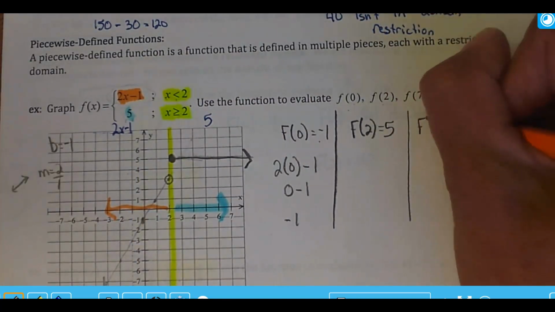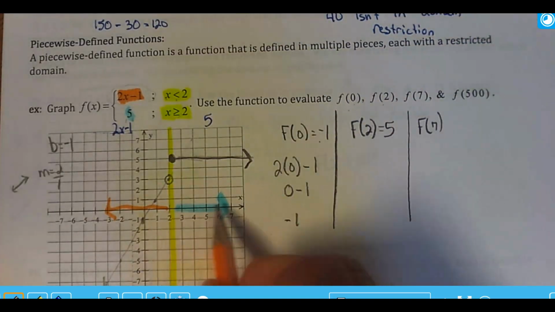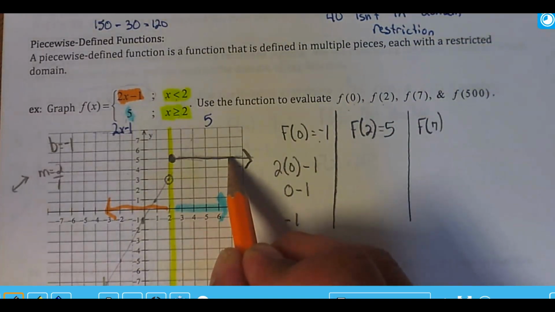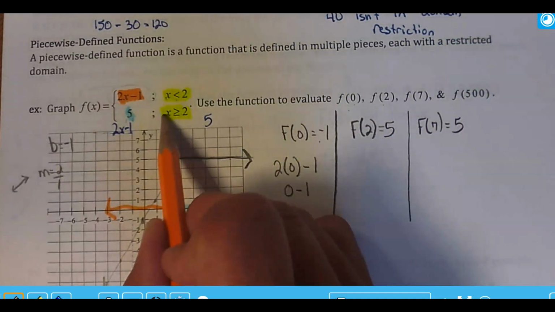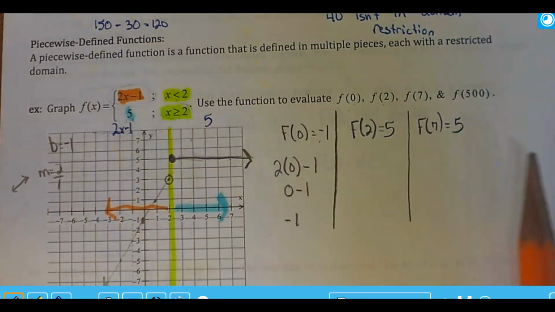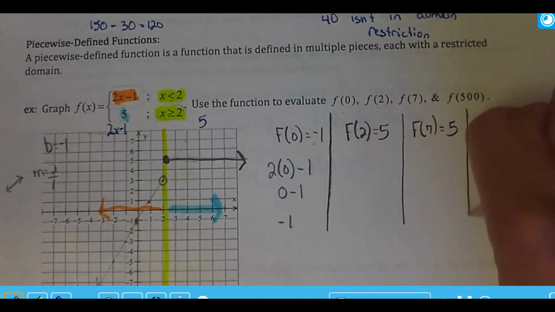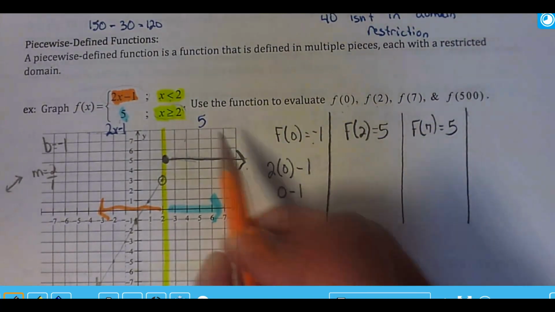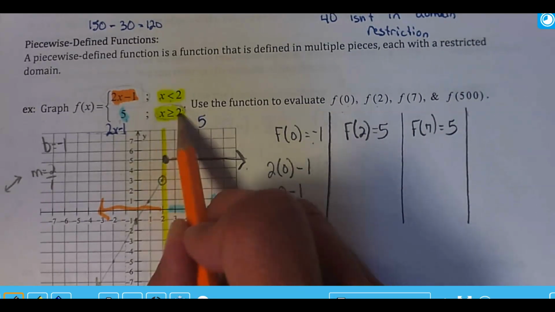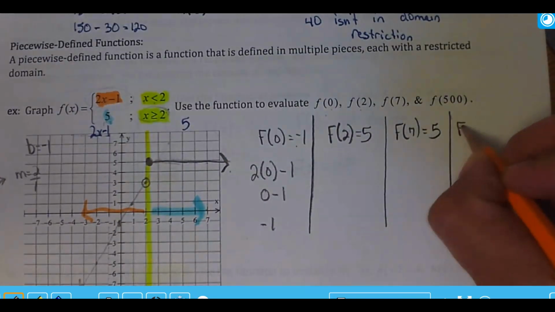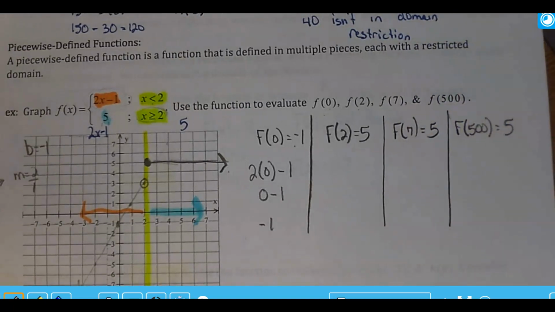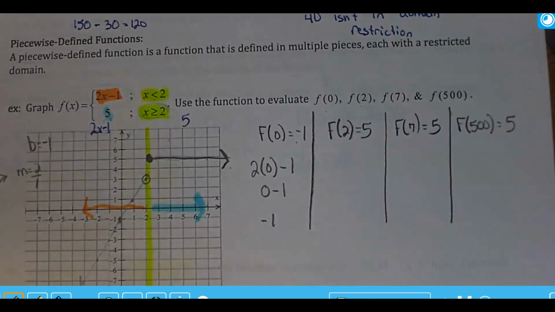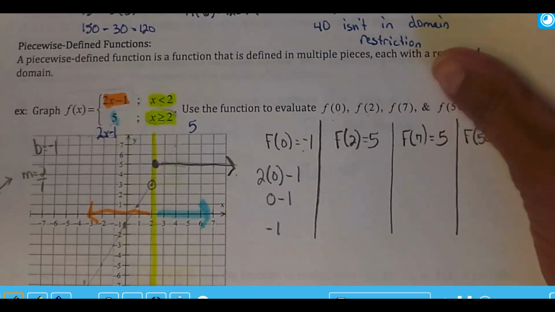F of 7. Again, I could go to 7, look up, and there's 5 again. Or I could realize that 7 fits in the same domain restriction and see my answer. And then 500, since it definitely doesn't fit on the graph, 500 fits in this domain restriction. So again, you get another 5 as your answer. So that's our introduction to piecewise functions.